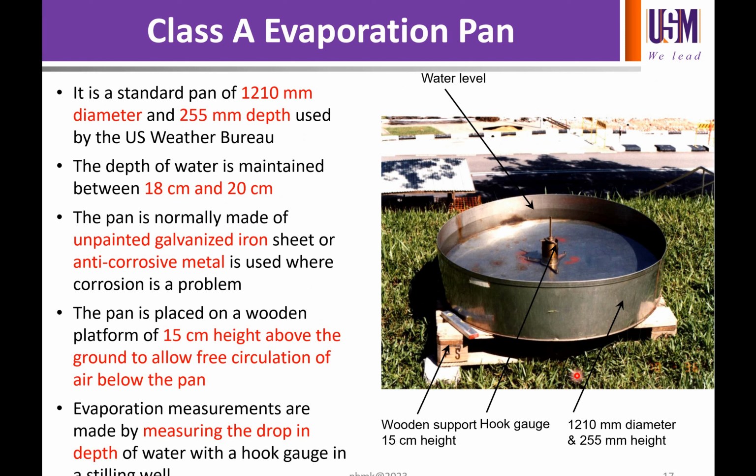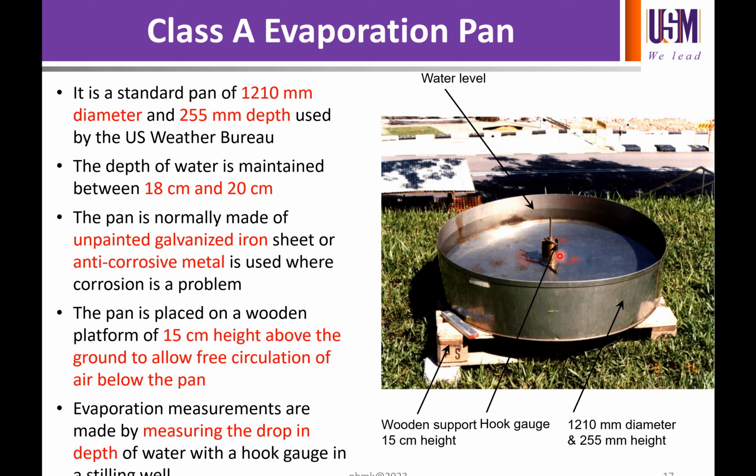Basically it's a metal pan, an unpainted galvanized iron pan that is located near a water body and placed on a wooden support, to allow air to also flow underneath the pan. And you just measure how much the water decreases over time to estimate the evaporation.